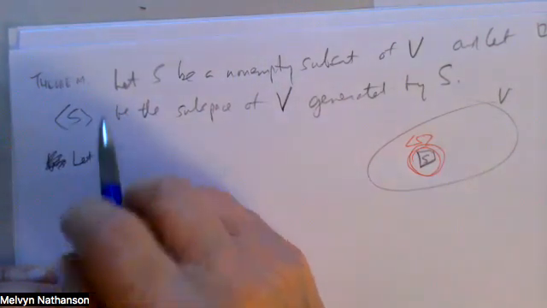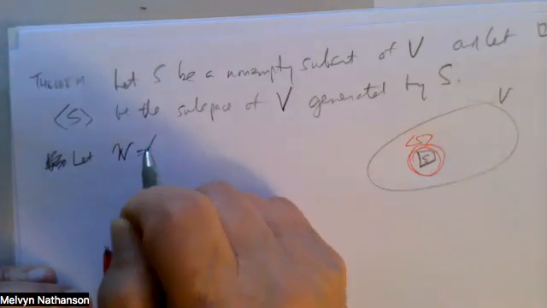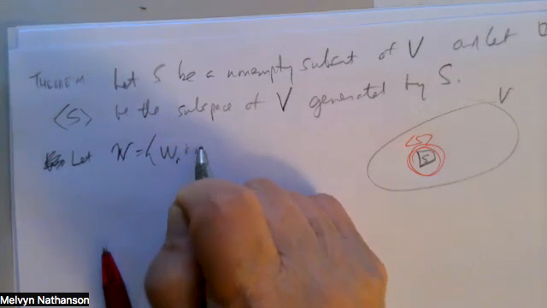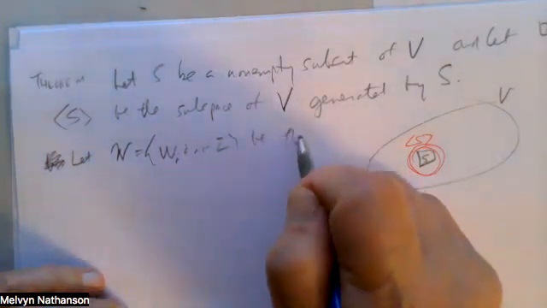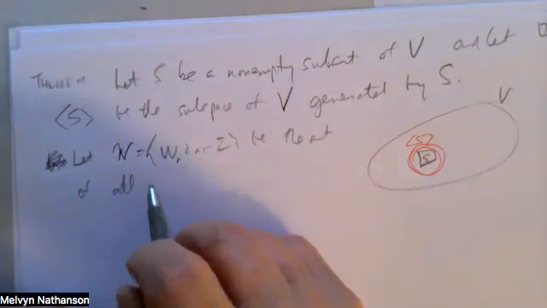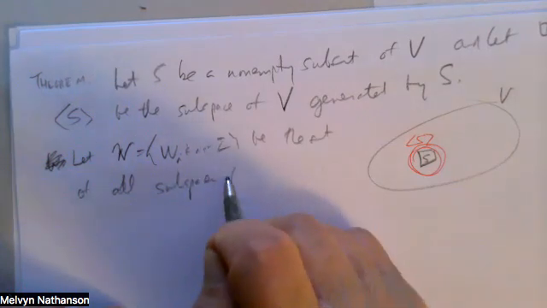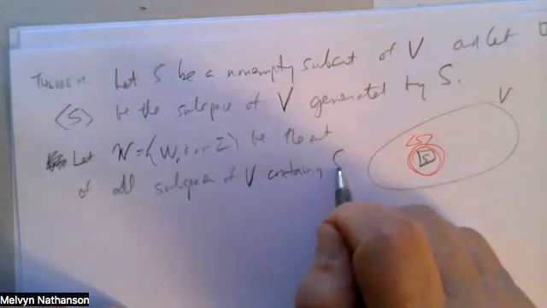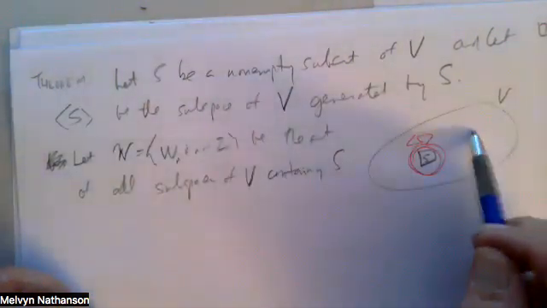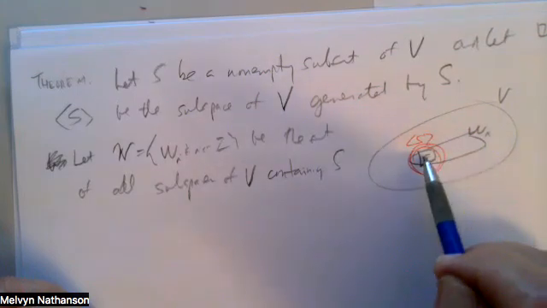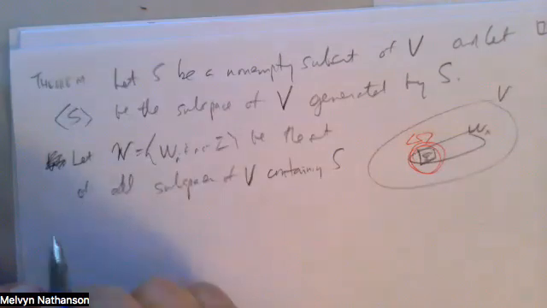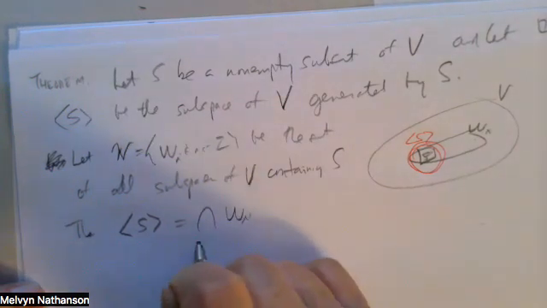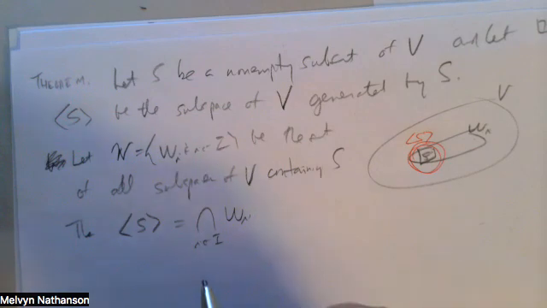Suppose I let script W, the set of all Wi, be the set of all subspaces of V containing S. So suppose this is some subspace of V that contains S. Then the subspace generated by S is in fact the intersection of all the subspaces that contain S.